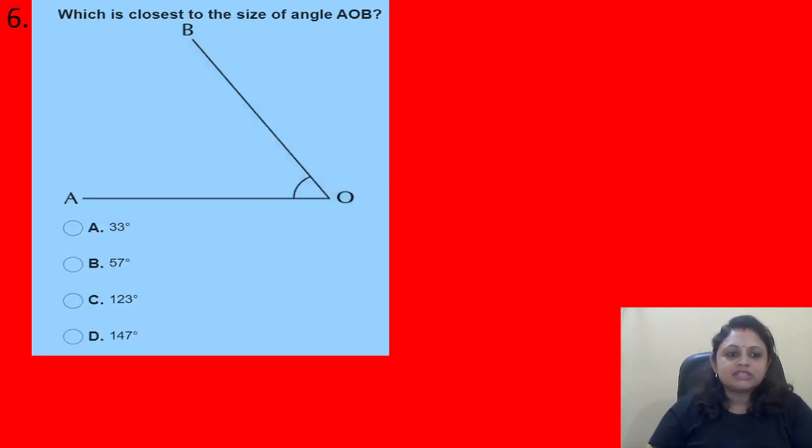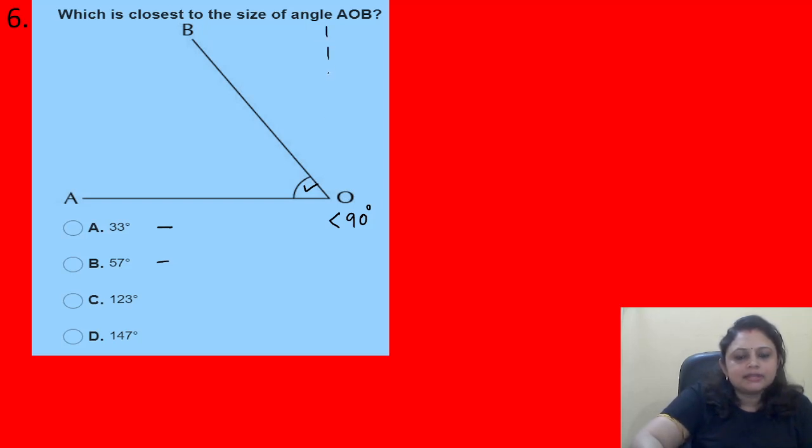Coming to the next question, which is closest to the size of the angle AOB? Option A 33 degree, B 57 degree, C 123 degree, D 147 degree. So this angle AOB, we can clearly see that this value is less than 90 degree, right? So if it is less than 90 degree, we have two options. It may be 33 degree, it may be 57 degree.